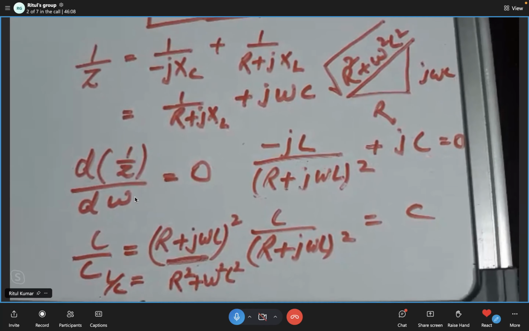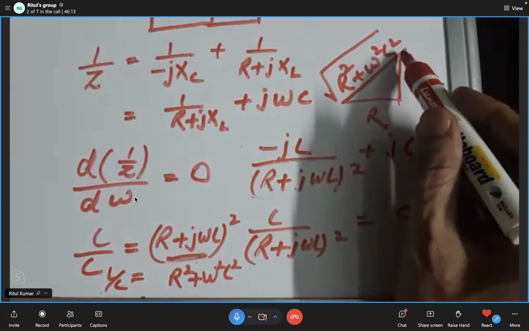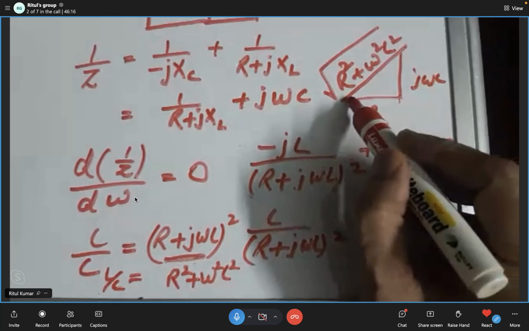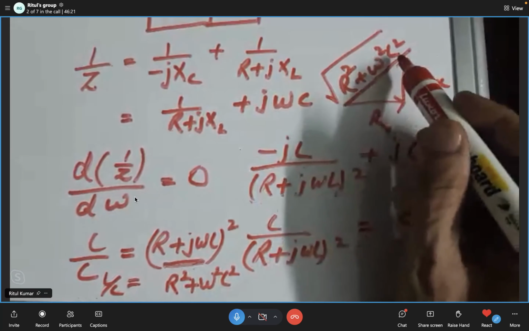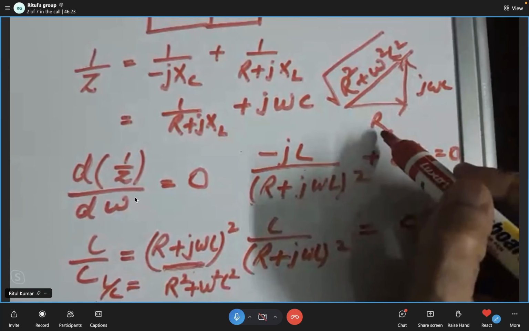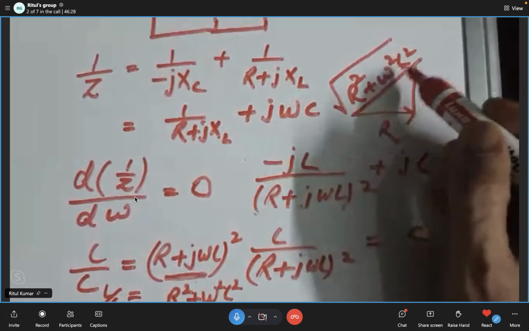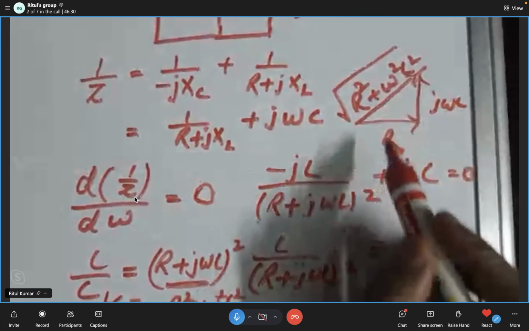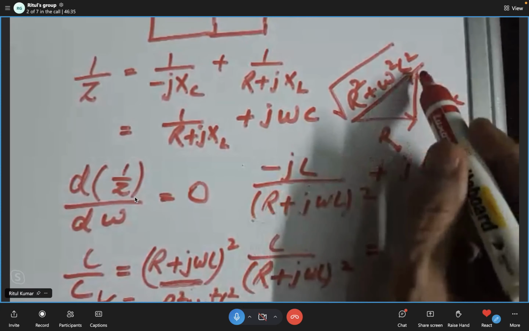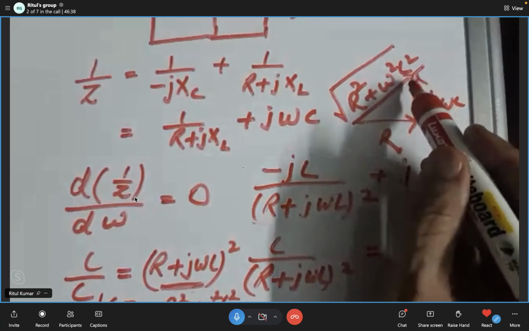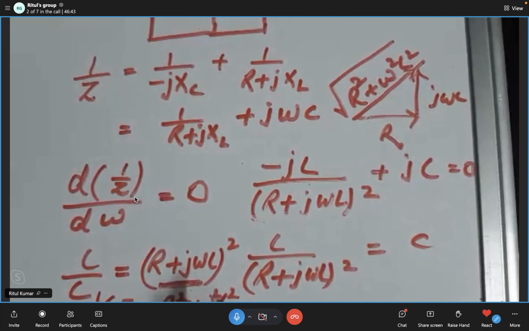So R plus j omega L, this being R, this is j omega L to me, right? Yes. We are adding R and j omega L, correct? Yes. Which gets me a vector quantity, right? Yes, sir. So I am finding the resultant. This is R, this is j omega L. I have to find the resultant. That is what it means, a squaring of a vector quantity.